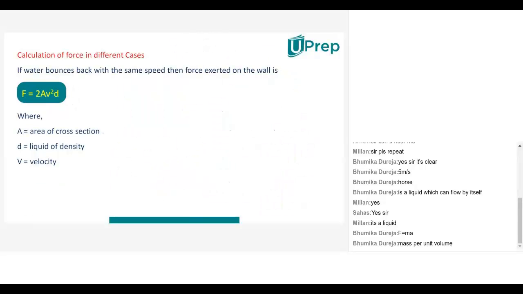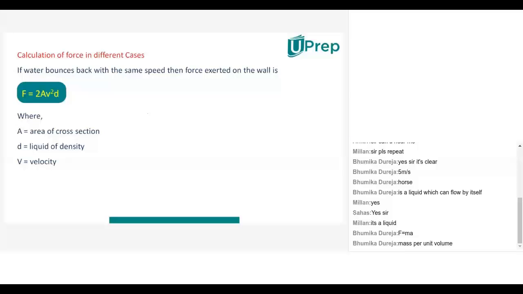Okay. Now, one more question is there. Observe carefully and tell me how we got this equation. If water bounces back with the same speed, then the force exerted on the wall is... First, water is coming and hitting. It will become twice. Why? Because in the opposite direction also, the force will be the same. Isn't it?